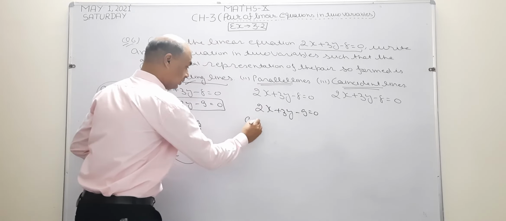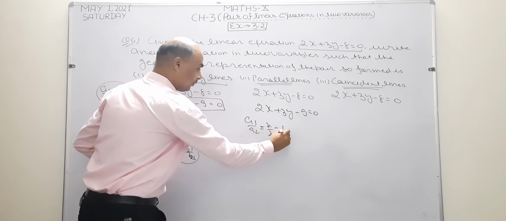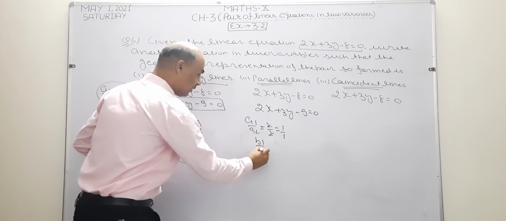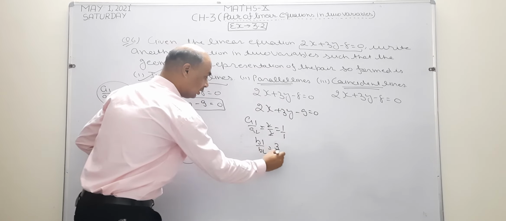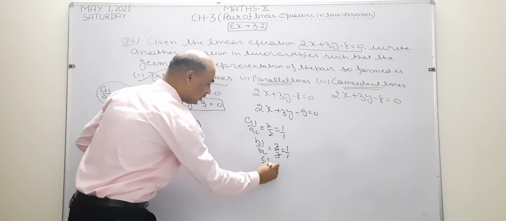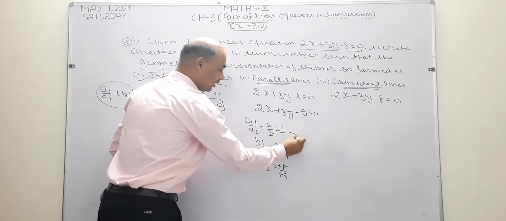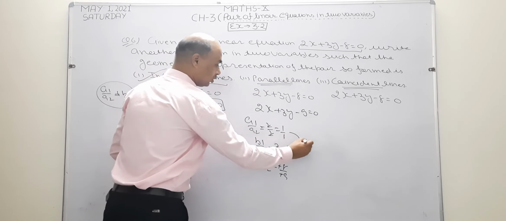Now see what happened. A1 by A2 becomes 2 by 2. 2 by 2 means 1 by 1. What is the value of B1 by B2? 3 by 3. 3 is cancelled by 3. What is left? 1 by 1. What is the value of the constant term C1 by C2? Minus 8 by minus 9. Now this is cancelled. Are these two terms equal? Yes, both the ratios are equal.